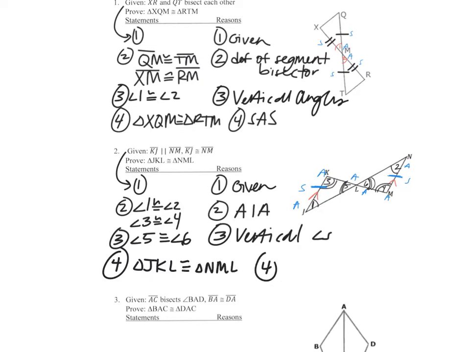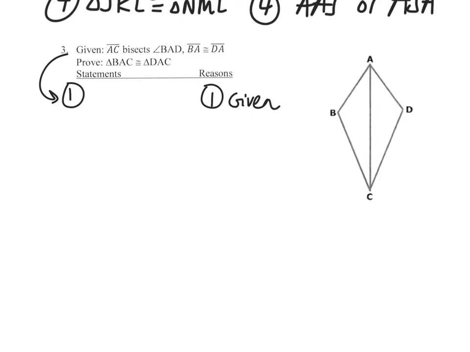NML. You could do AAS or ASA. Go to number 3. If you're not on number 3, please flip there. You are told that you have AC bisecting angle BAD. You're also told that BA is congruent to DA. You need to mark that in your picture right now, that BA is congruent to DA, so you can see it.